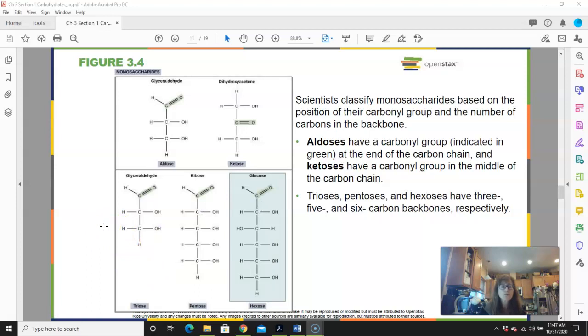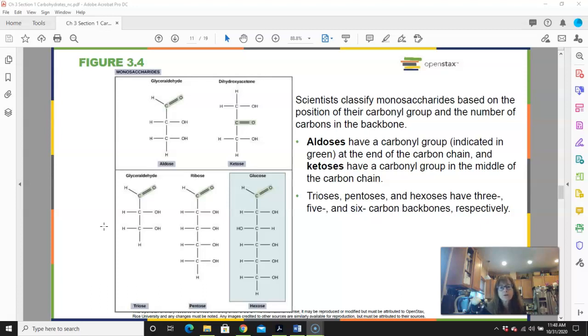But it's also a triose, which means there's 3 carbons. The one next to it is a pentose, meaning 5 carbons. It also, though, is an aldose sugar. Look at it and see why.